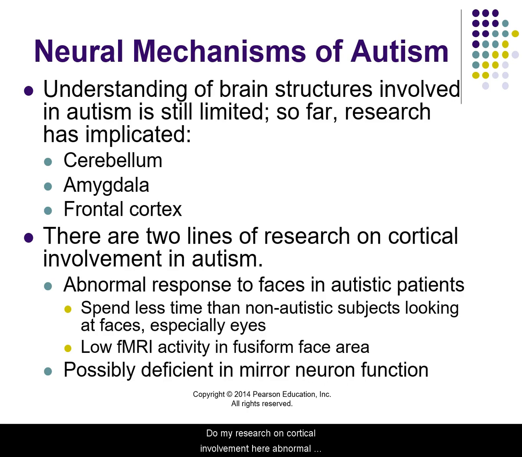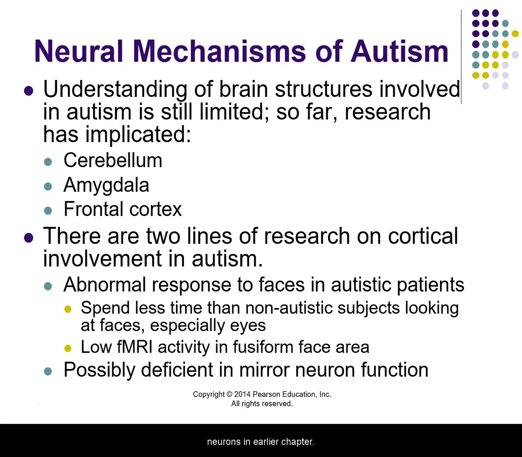Two lines of research on cortical involvement here. First, abnormal response to faces in autistic patients. They spend less time than non-autistic subjects looking at faces, especially the eyes. Low functional MRI activity in the fusiform face area is evidence of this abnormal response to faces. Okay? And then, possibly deficient mirror neuron function.